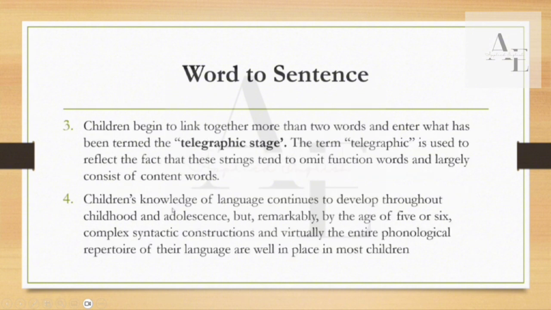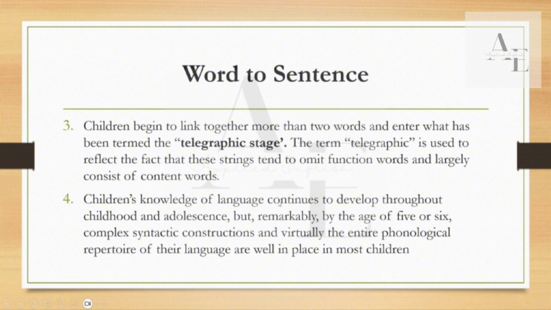Then we have the third stage in word to sentence. Children begin to link together more than two words and enter what has been termed the telegraphic stage. So in this stage, children start uttering more than two words, three, four, etc. The term telegraphic is used to reflect the fact that these strings tend to omit functional words and largely consist of content words. So they don't use functional words, they only use content words. Like when they say mama up, they mean that mama picked me up. So they don't use a functional word in this stage.